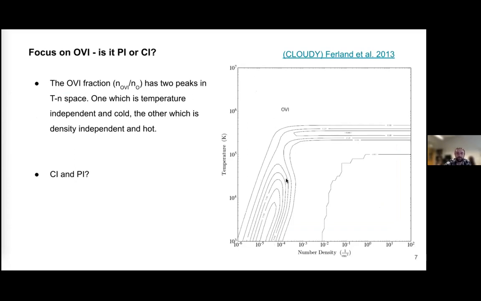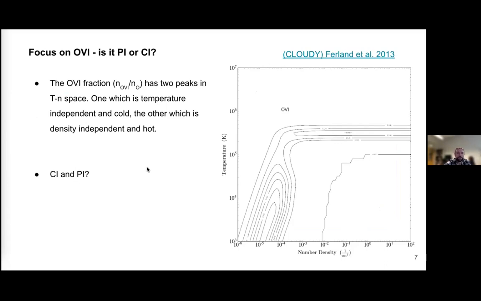So this is a contour plot. It's kind of like a topographical map. So the center of these concentric circles is like the highest point, and the lowest points are down here and over here, where you don't have very much oxygen 6. So this is the fraction as a function of temperature and density.